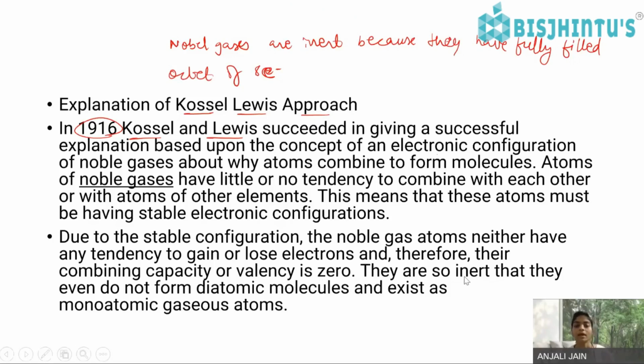Therefore they are so inert that they do not even form diatomic molecules and exist as monoatomic gases. So if I tell that hydrogen exists as a diatomic molecule, as do nitrogen, oxygen, chlorine, but neon, argon, krypton, helium, they all are inert gases and they are monoatomic in nature.